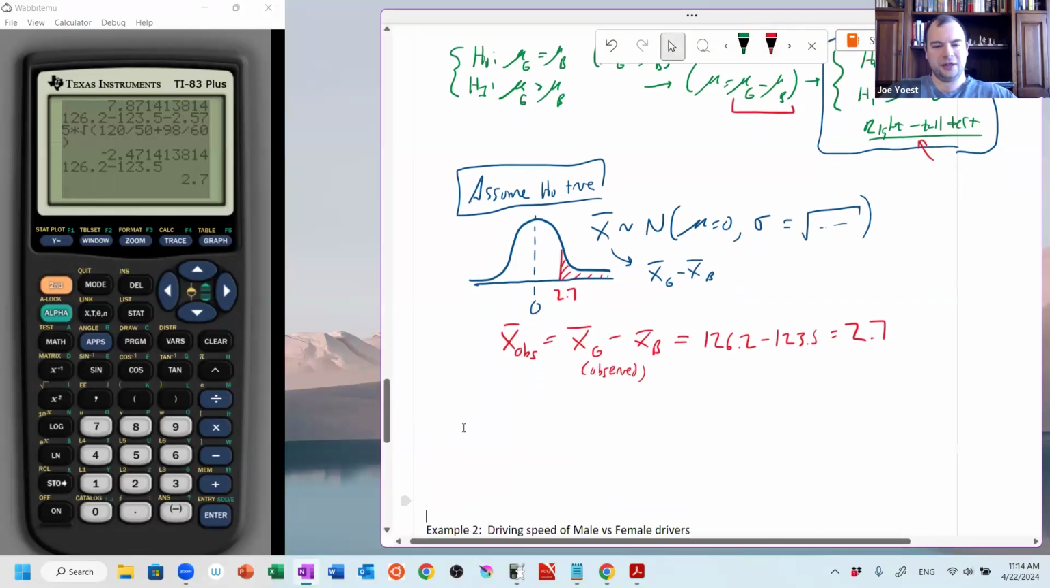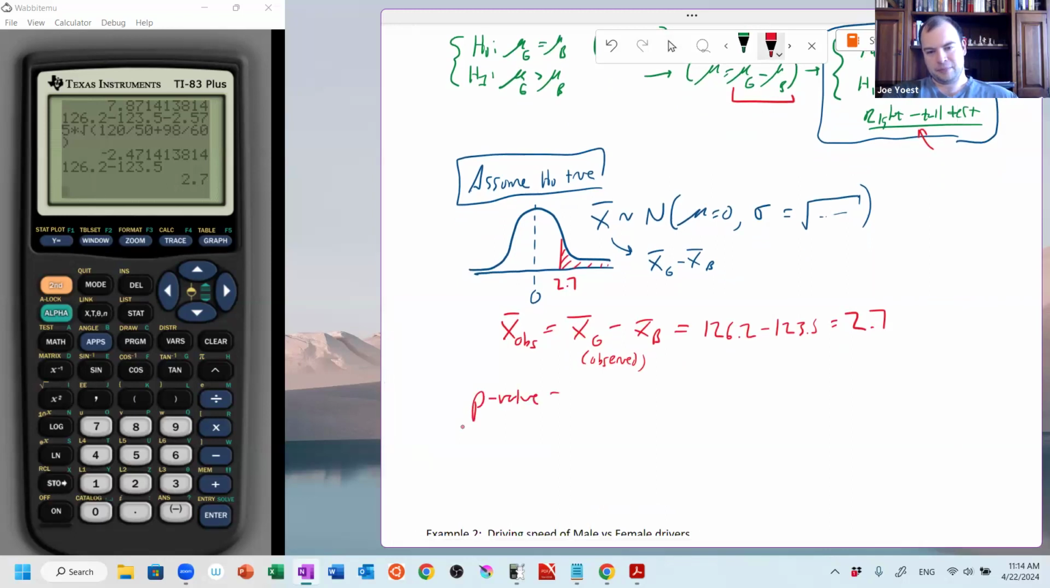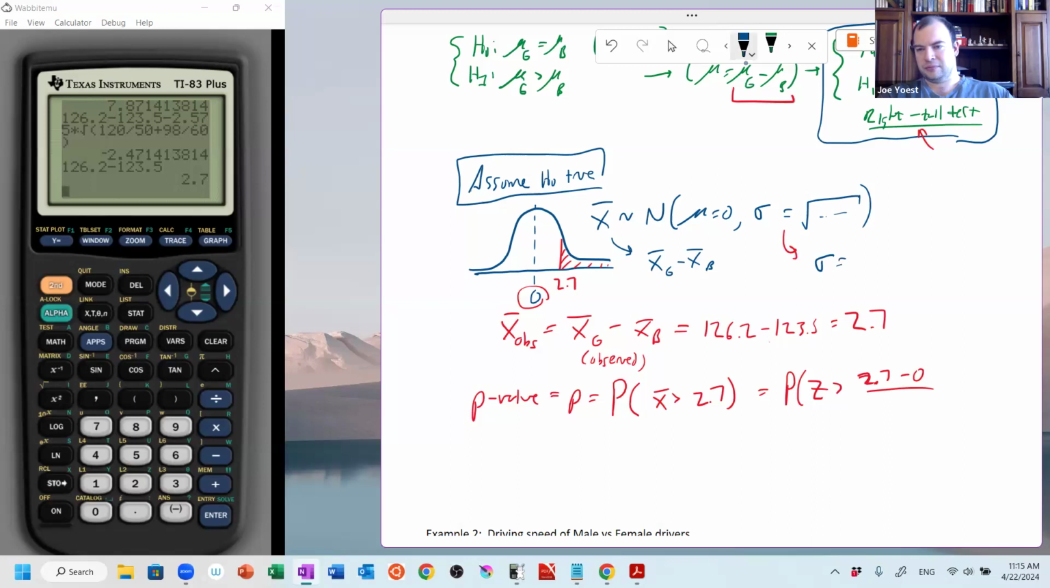And I guess I'll compute a p-value here. I will go back to calling it p because we don't have so many p's floating around like we had in the proportion section. This is the probability that the random variable X bar is bigger than 2.7. Or it's the probability that Z, a standard normal, is bigger than 2.7 minus the mean of 0 over, all right, let's compute the standard error now. I have to add the variances. So this is sigma squared girls over number of girls plus sigma squared boys over number of boys, all under a square root.